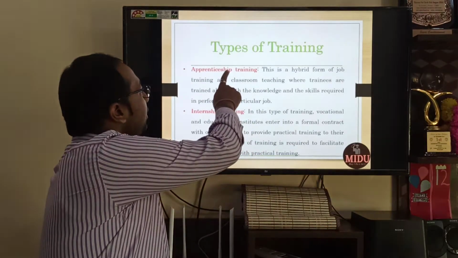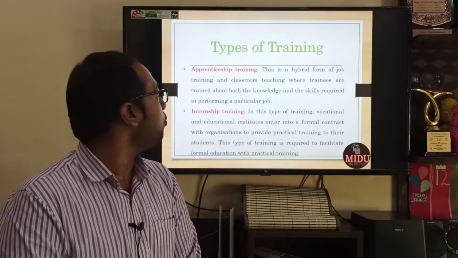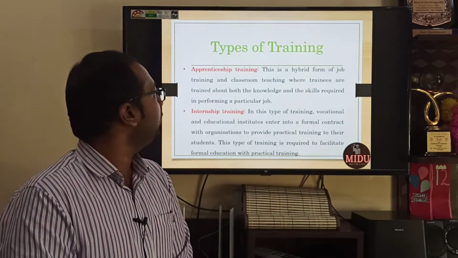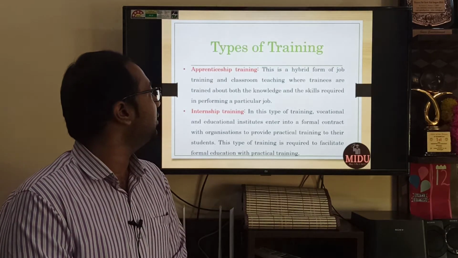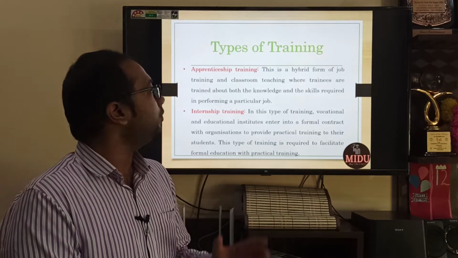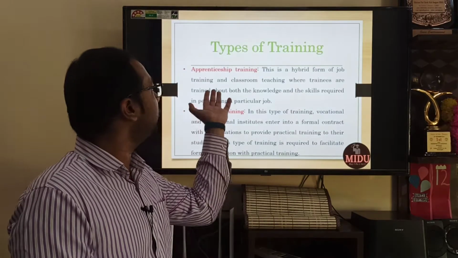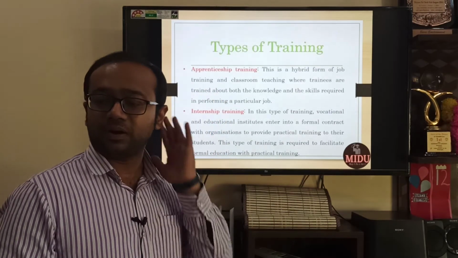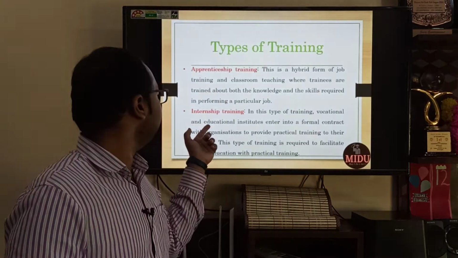Next is apprenticeship training. It is a hybrid form of job training and classroom teaching, where trainees are trained in both the knowledge and skills required in performing a particular job. So we can say it is a mix of classroom teaching as well as job training. That is apprenticeship training. The fourth type is internship training.